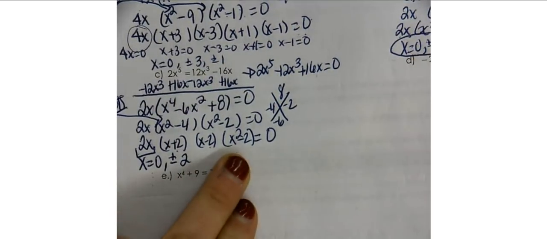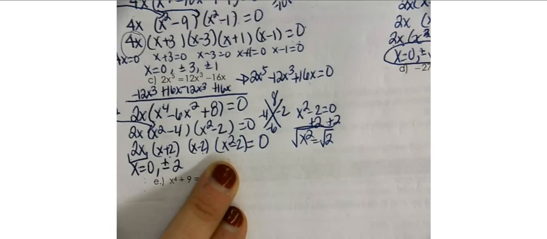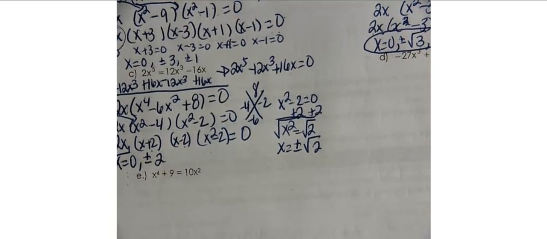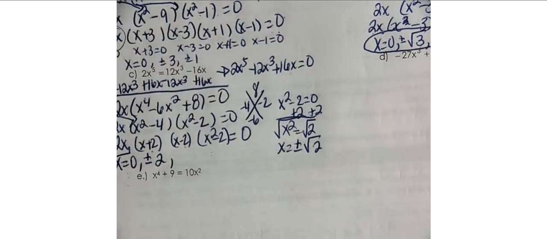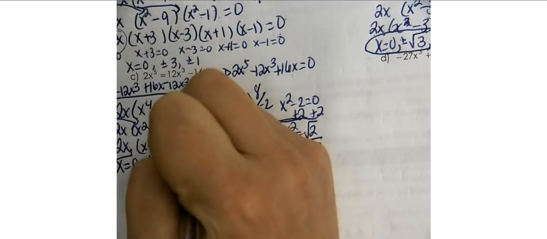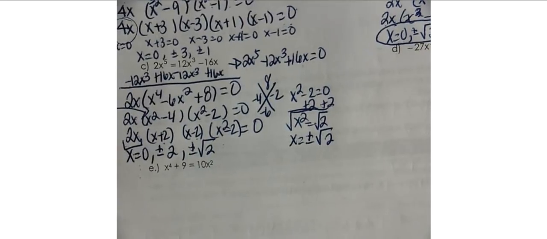And then if you need to, on the side, you can set x squared minus 2 equal to 0. Add 2 to both sides to end up with x squared is equal to 2. Take the square root of both sides and you end up with x is equal to plus or minus the square root of 2. Remember that whenever you take the square root of both sides, you end up with two solutions, plus or minus the square root of 2. And those are your 5 solutions, 5 x-intercepts.